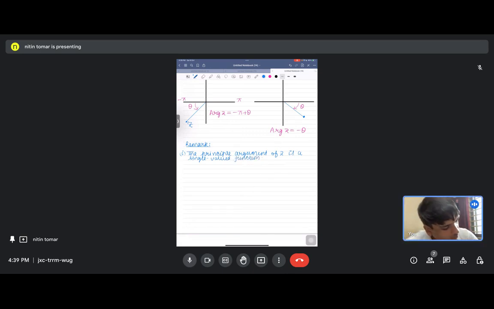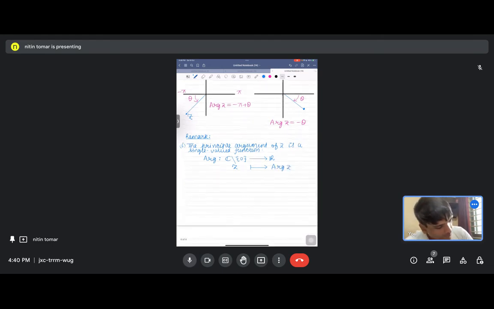So what I want to say is that it is a function from C minus 0 to some real, right? It is a real valued function. Yes or no? Because it is an angle. Correct? Yes, sir. z goes to the argument of z.